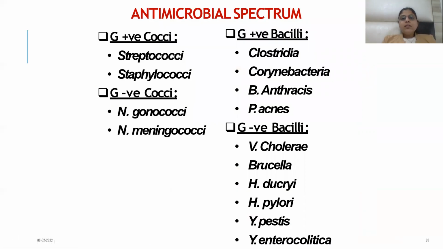Now, the antimicrobial spectrum: they are effective against gram-positive cocci, staphylococci, streptococci, gram-negative cocci, Neisseria gonorrhoeae and meningococci, and gram-positive Clostridia, Corynebacterium, Bacillus anthracis, and gram-negative Vibrio cholerae, Haemophilus ducreyi, H. pylori, Yersinia pestis, Yersinia enterocolitica.